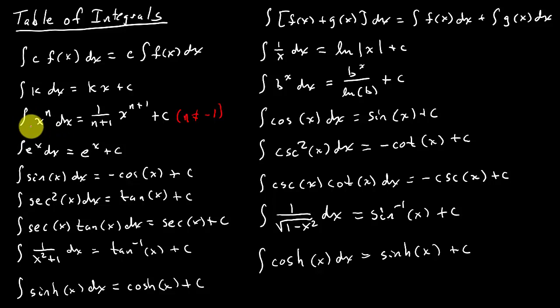And then this one, the integral of x to the n dx. So what this one's telling us to do is, with the exponent here, we add 1 to the exponent, and then we multiply by the reciprocal of this new exponent, the 1 over n plus 1. And of course, n cannot be -1. So this exponent here can't be -1.